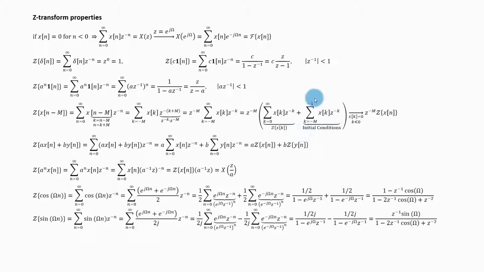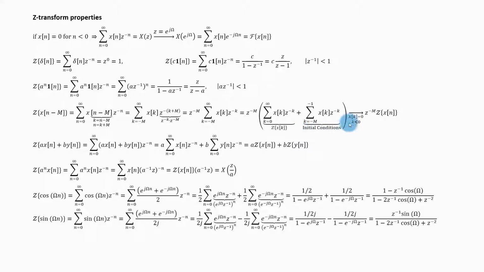This second term contains the first m values of x of n before time 0. These are actually equivalent to what we had with the Laplace transform as the initial conditions. But here the initial conditions are not the signal and its derivative at 0, but they are some values of our signal before time 0.